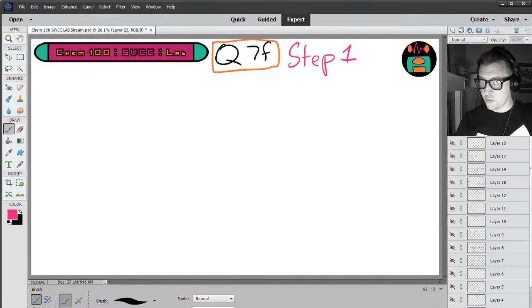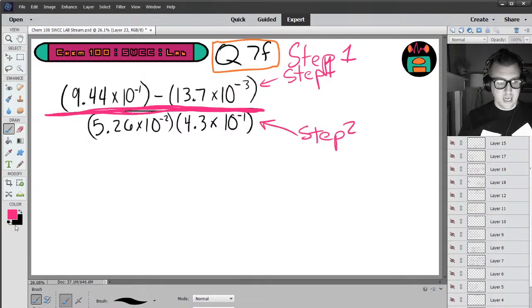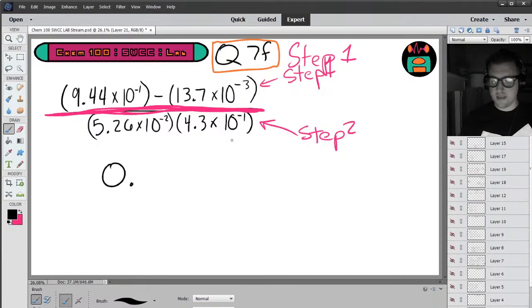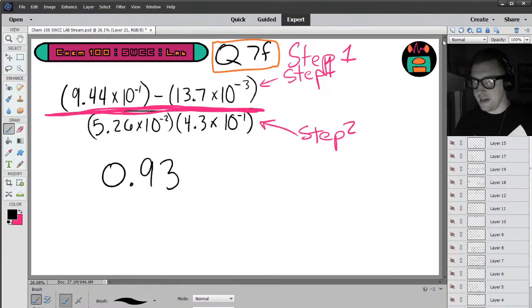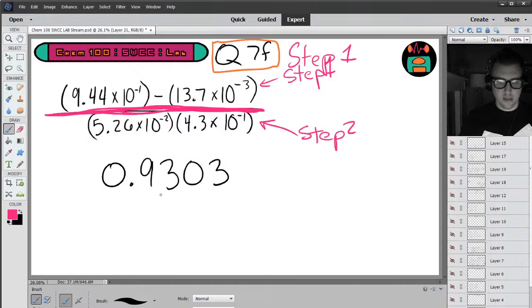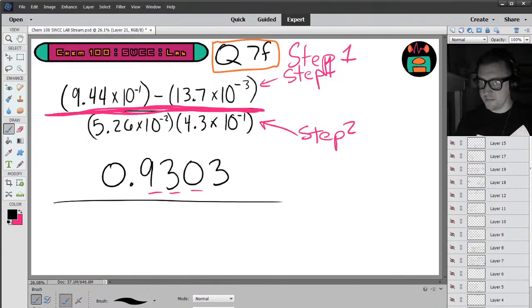So let's roll things back and rewrite our numerator as 0.9303, but we only have 3 significant digits in our numerator. That is step number 1.